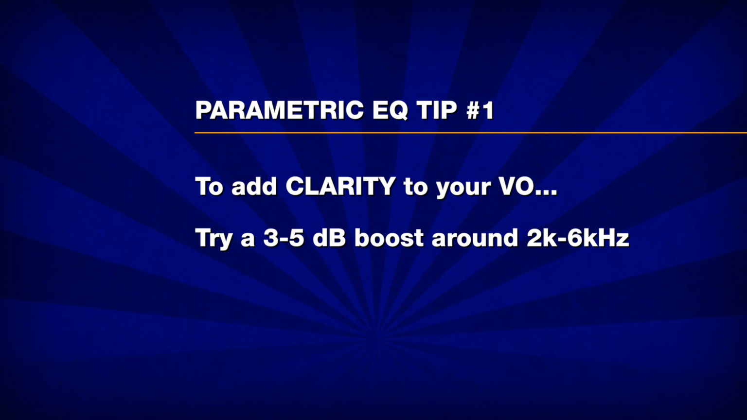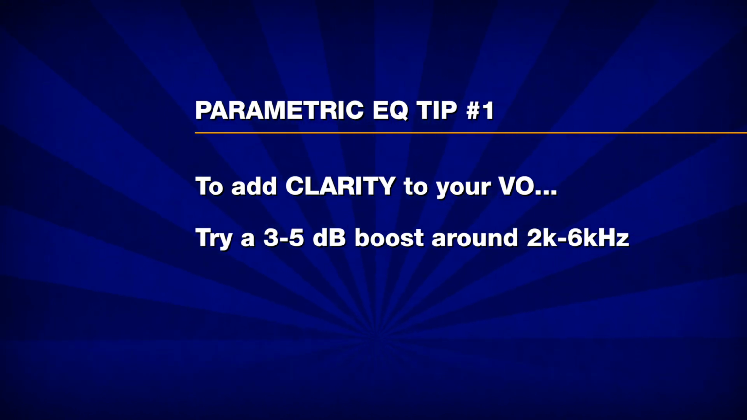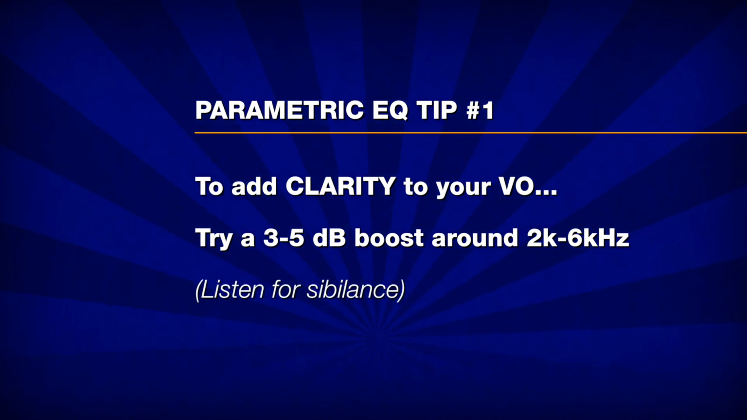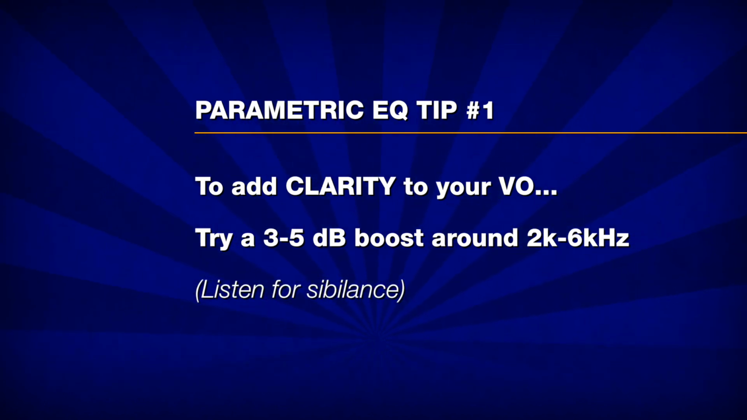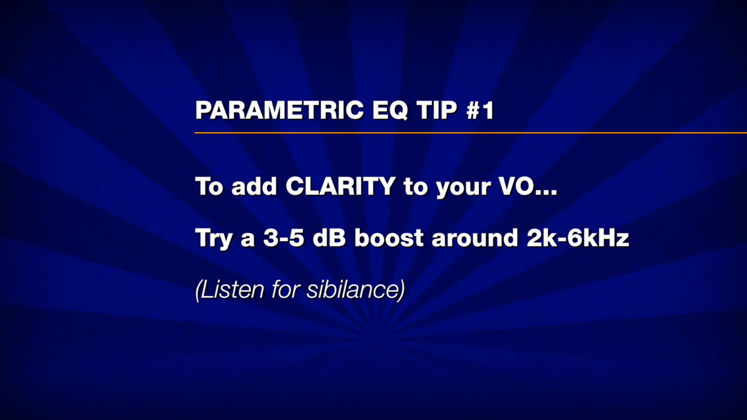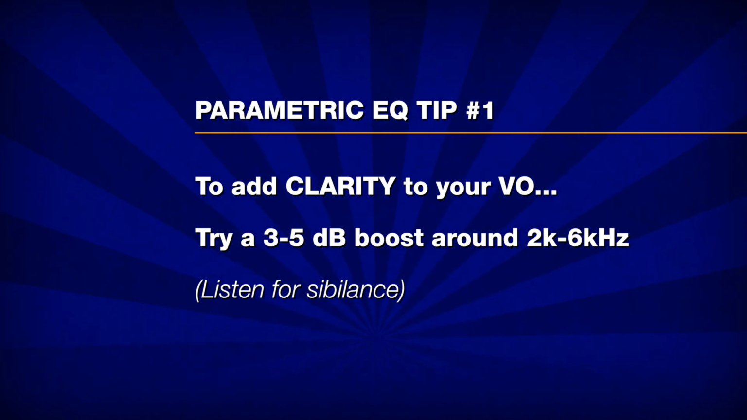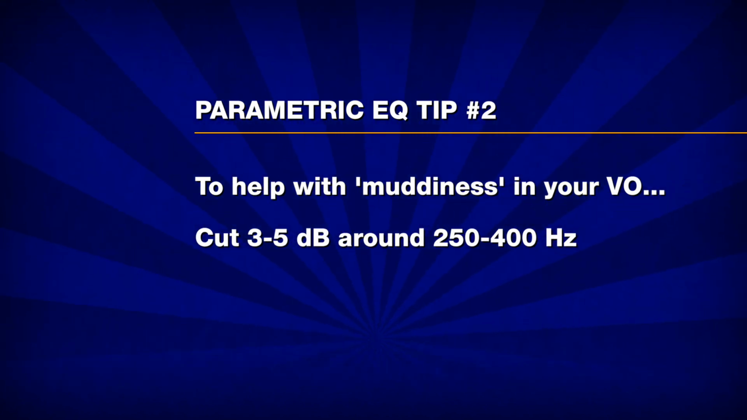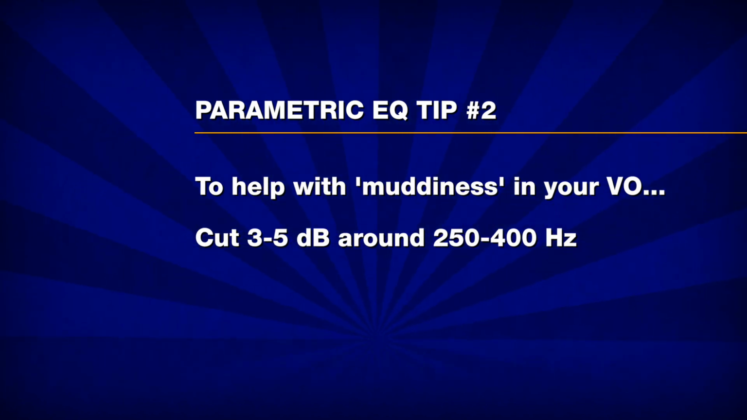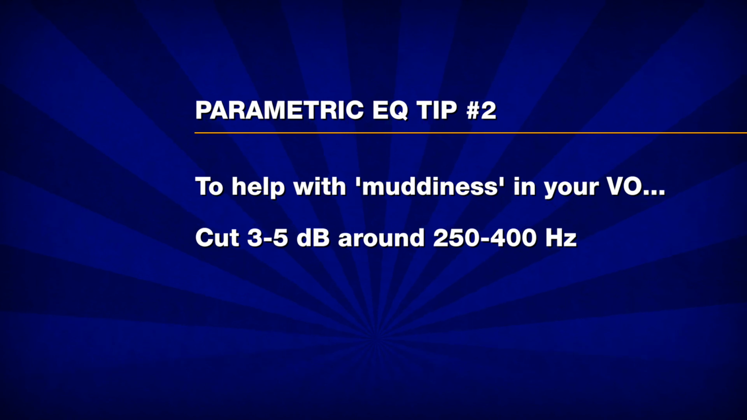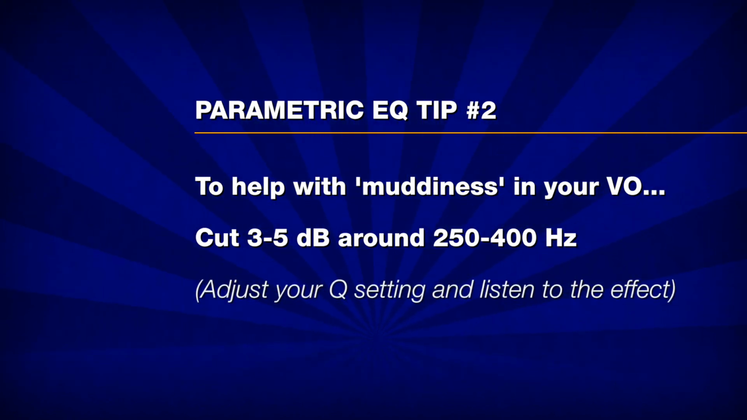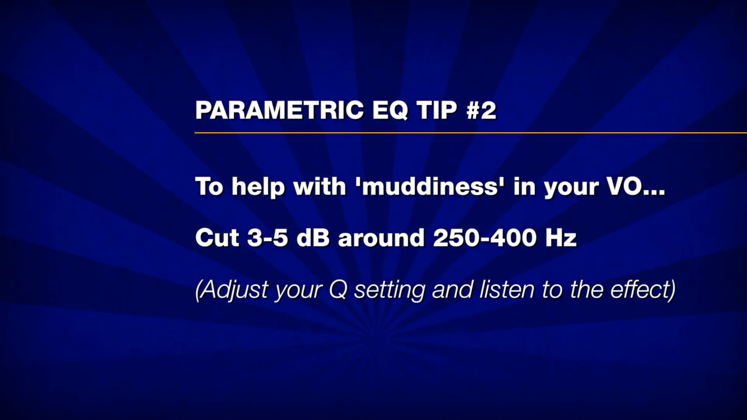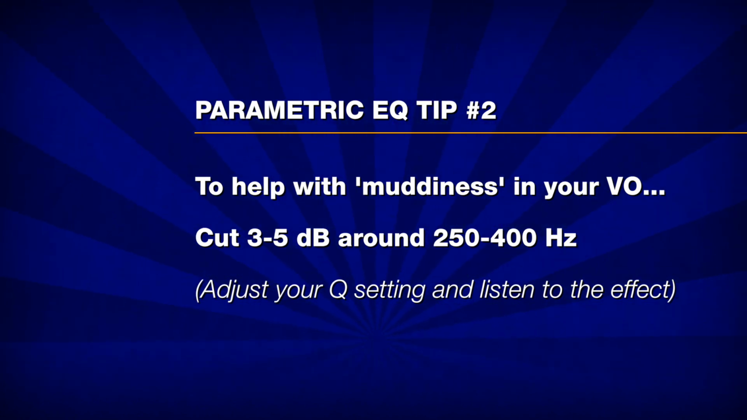To add clarity, try a 3 to 5 dB boost sweeping around 2 to 6 kHz. But be aware of the effect on sibilants, that harsh, unpleasant sound that can happen during consonant syllables like S, T, and Z. To help with muddiness, cut 3 to 5 dB around the 250 to 400 Hz range. As you do this, adjust your Q setting, narrower or wider, and listen to the effect on your voice.